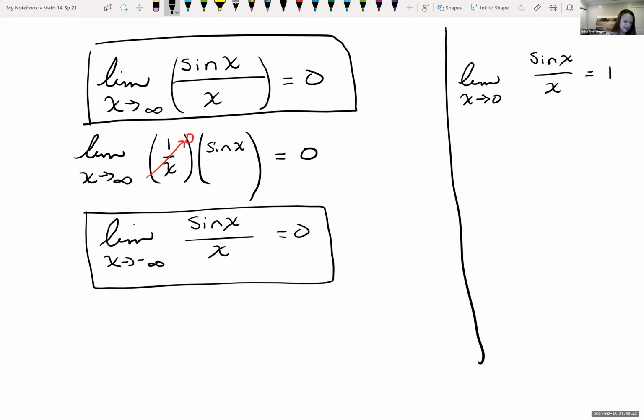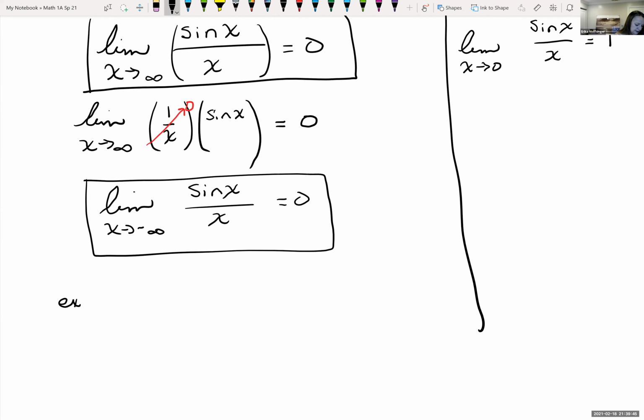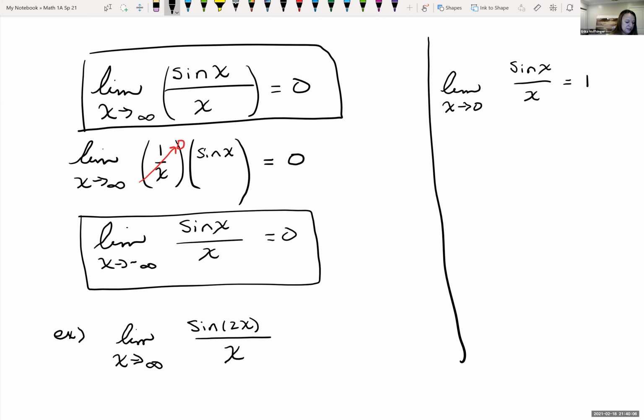So for instance, if you had the limit as x was approaching infinity of sine of 2x all over x. Remember, when we were using the limit as it went to 0, the argument of the sine had to be what we were dividing by. And we were able to manipulate that by multiplying again by fancy ones. And so notice I want a 2x in the denominator here.